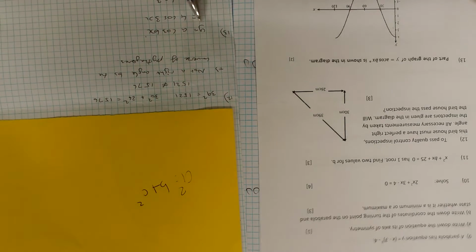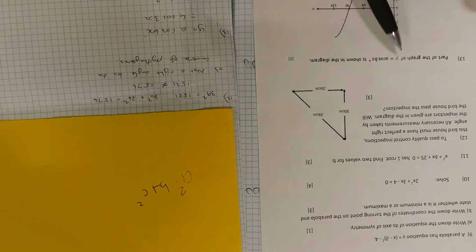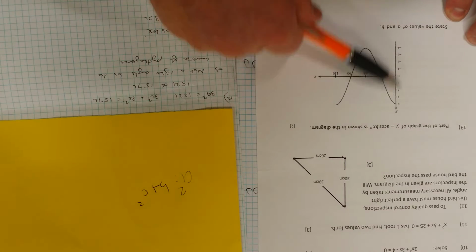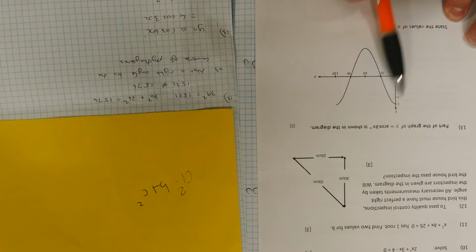Question number 13, I've got y equals a cos bx. Now, a is the amplitude, it's how far up and down it goes. So if I do 4 minus minus 4, that's 8 of a difference between the top and the bottom. And if I divide that by 2, it's 4.